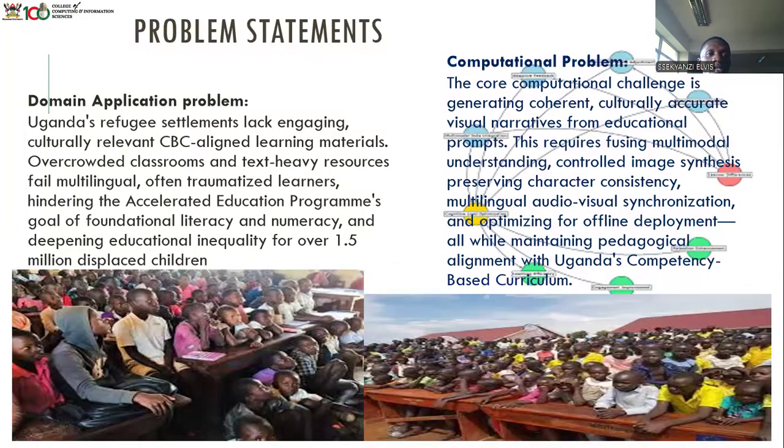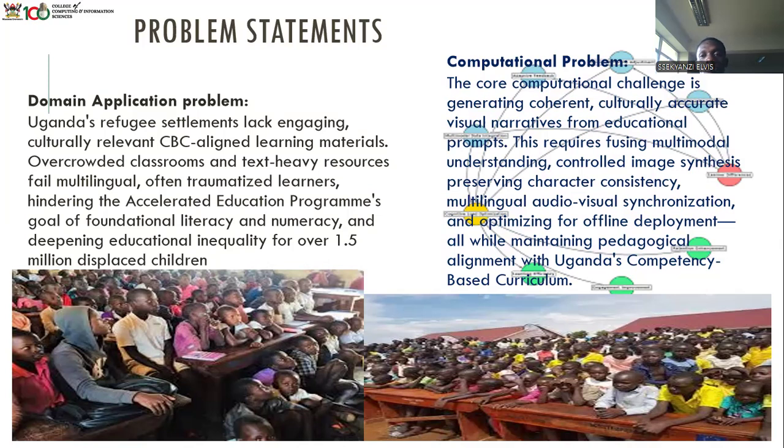The problem statement is this: Uganda's refugee settlements lack engaging, culturally relevant, competence-based curriculum aligned learning materials. Basically, they are faced with overcrowded classrooms and text-heavy sources such as large textbooks, which often overwhelm learners, since a learner can take time grasping a concept from a textbook compared to a visual image, or visual images in the form of a story relevant to a specific topic. These might be easy to understand.